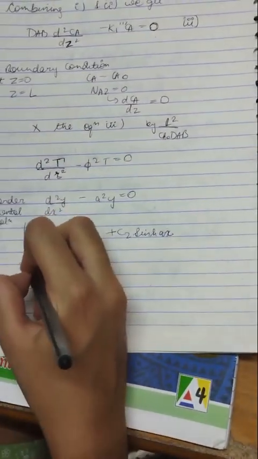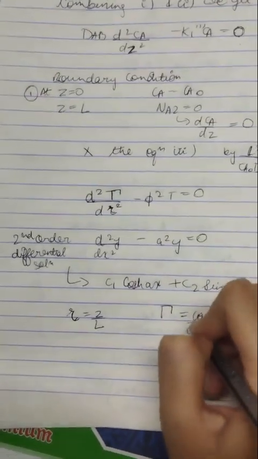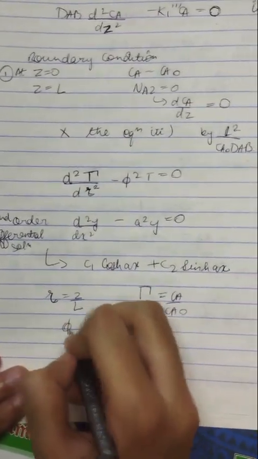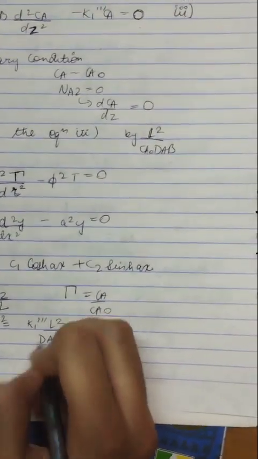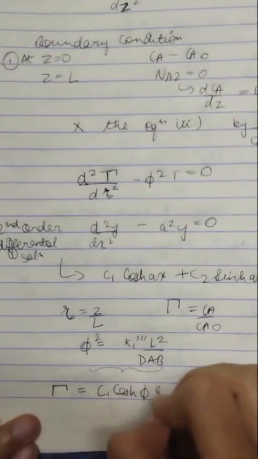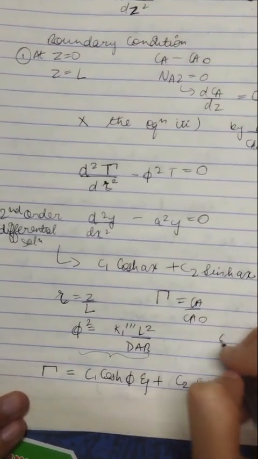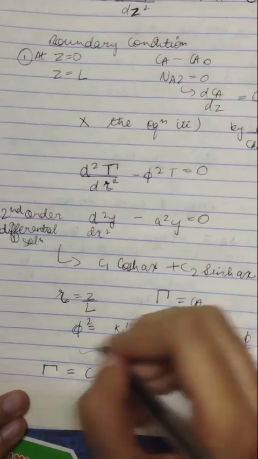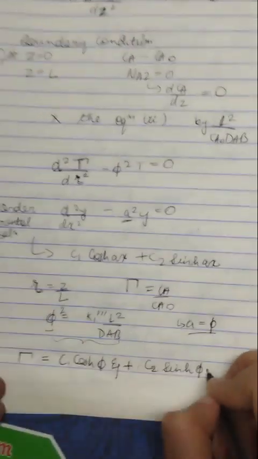What is eta? Eta would be our z by L to make it in dimensionless form. Similarly, this would be Ca upon Ca naught, and phi would be K1 triple dash L square upon DAB. These are all the constant terms. So our equation would become something like C1 cosh phi into eta plus C2 sinh phi into eta, since comparing this equation and this equation, our a is phi.